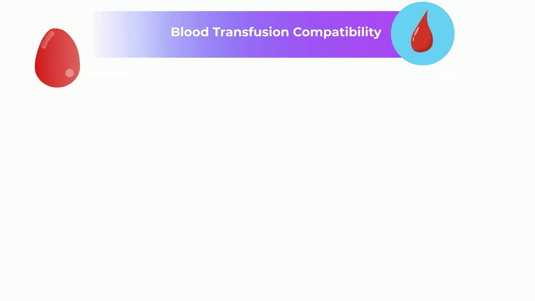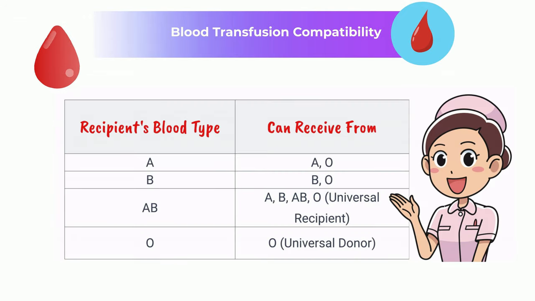It's essential to match donor and recipient blood type correctly. This table illustrates the compatibility. Note that AB is the universal recipient and O is the universal donor. Remember, getting this right is crucial to avoid severe transfusion reactions.